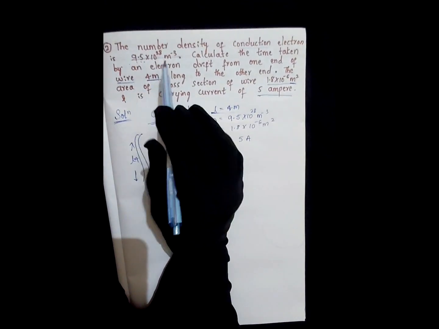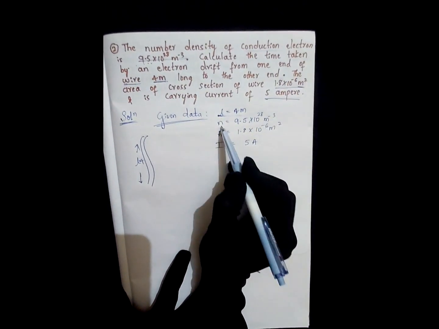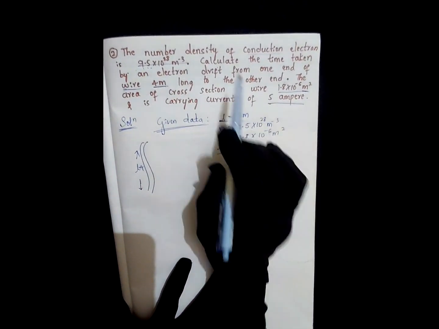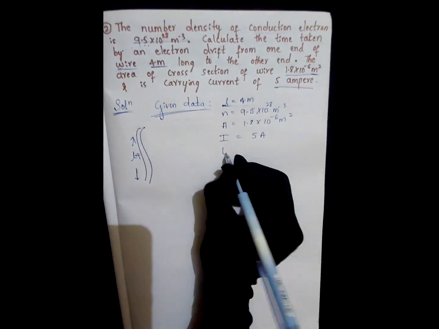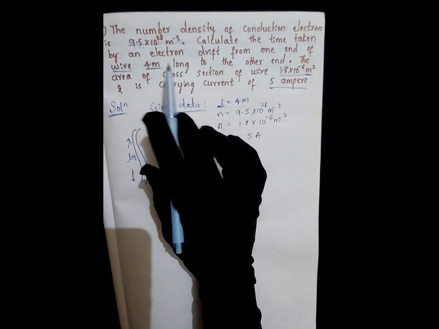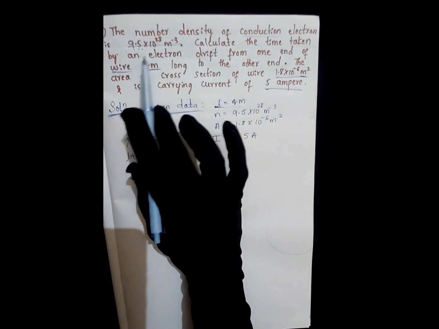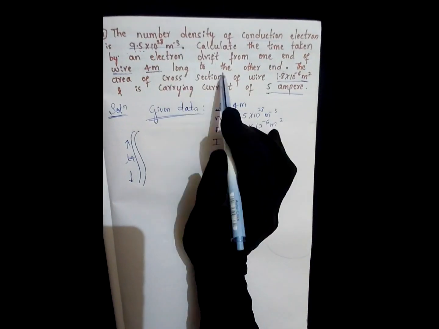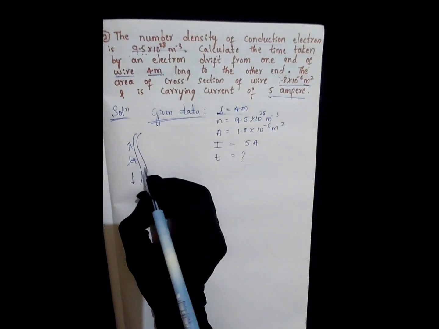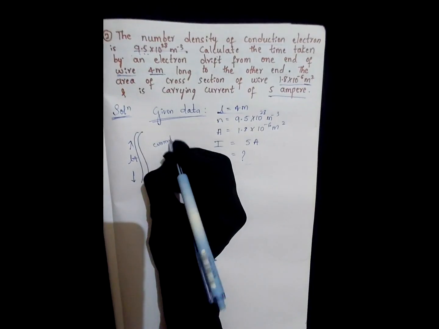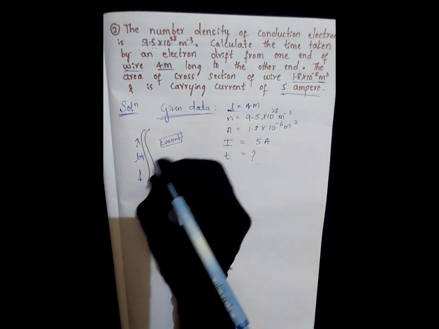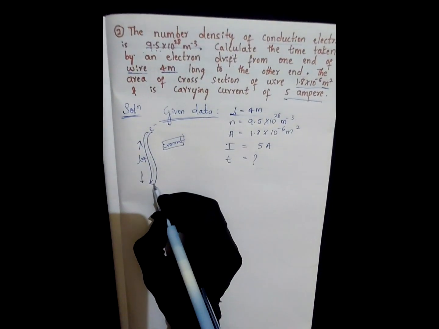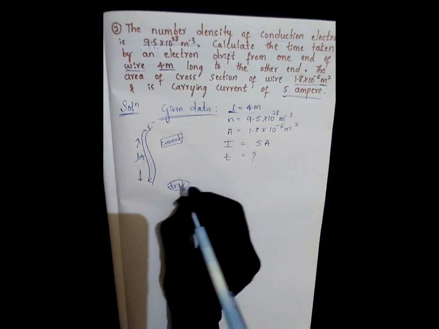See the question, student. The number density of conduction electrons is N, equal to 9.5 × 10^28 per meter cubed. We need to find the value of T, the time taken by an electron to drift from one end of the wire, which is 4 meters long, to the other end. Since we are getting current, there are flowing charges, and here they are electron charges. Drift means slow motion of the electron.